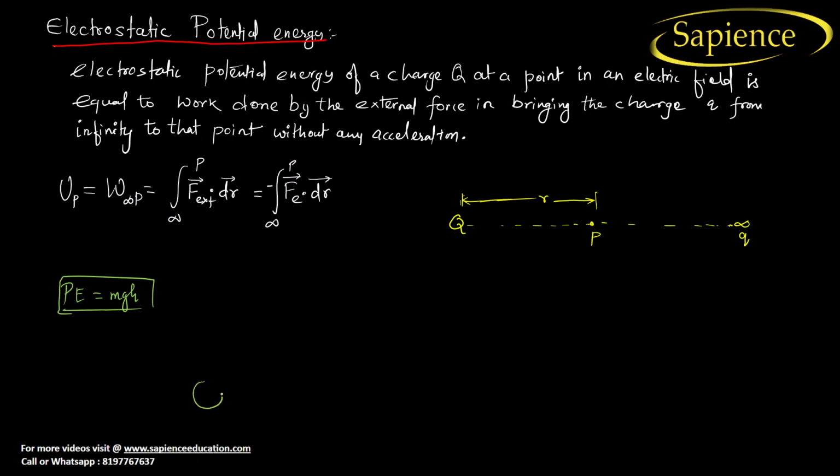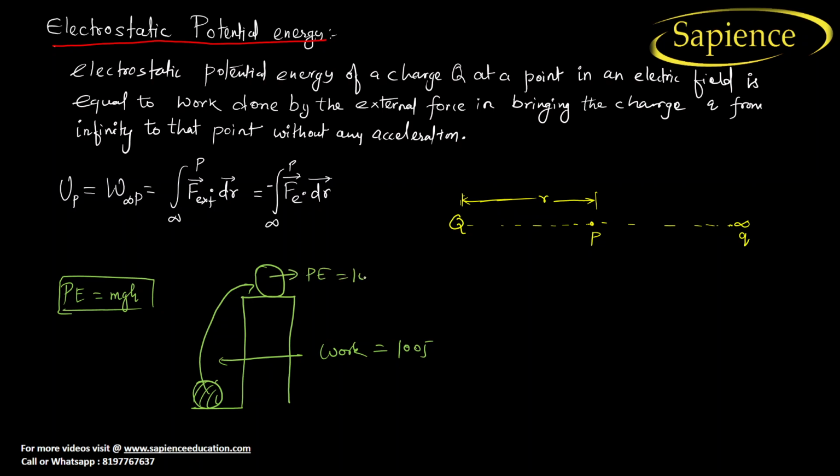Let us consider there is an object and you want to lift this object to this height. When you put this object to this height, you have done work. Let us suppose we have done work of 100 joule. So the potential energy stored in this object will be 100 joule. It means whatever work has been done will be converted into potential energy. Now the same thing happens here also.